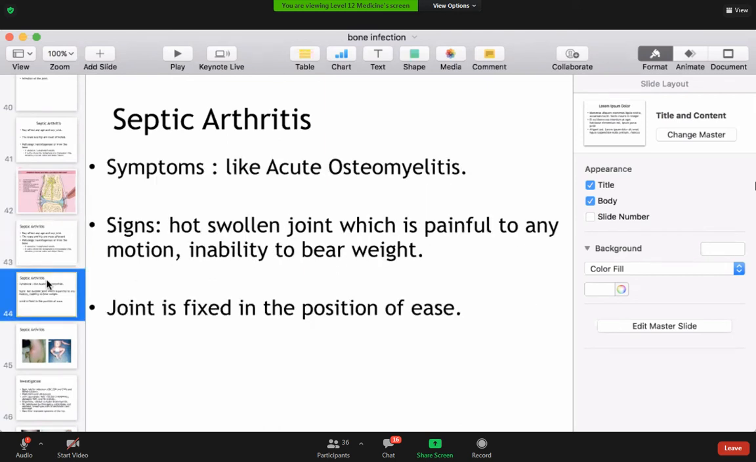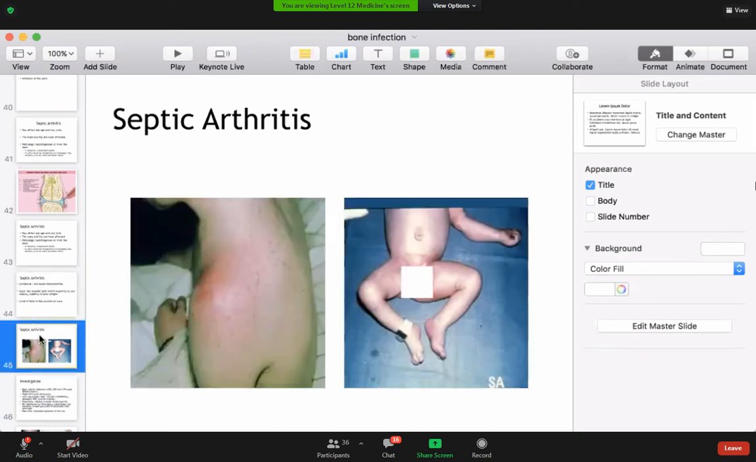So symptoms like acute osteomyelitis, but sometimes joint swelling is more pronounced. Limited range of motion is also a very important thing to look for. Inability to bear weight. Joint is fixed in a position of ease. Just like in this case, both hips are externally rotated and flexed.